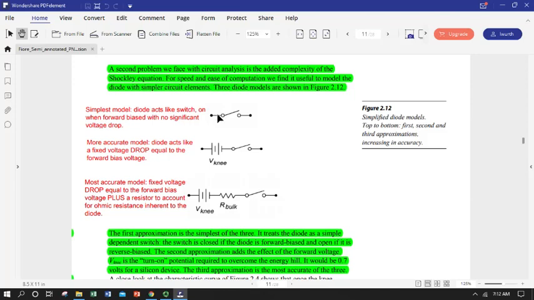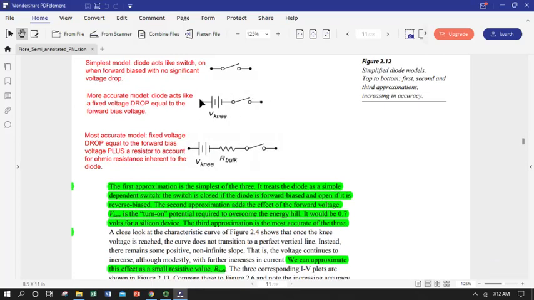In its simplest behavior, a diode is a switch. So if you have a forward bias voltage applied to it, the switch closes and acts like a short. And if you try to run current backwards through it, in other words, you apply a reverse bias, it acts like an open. So a voltage controlled switch would be the simplest way to represent a diode.